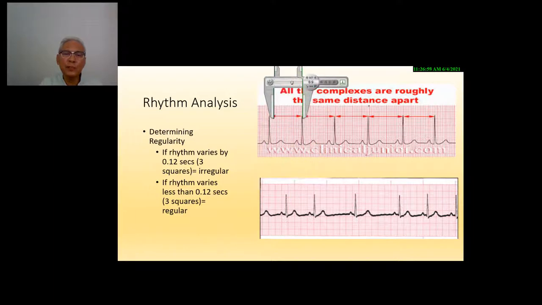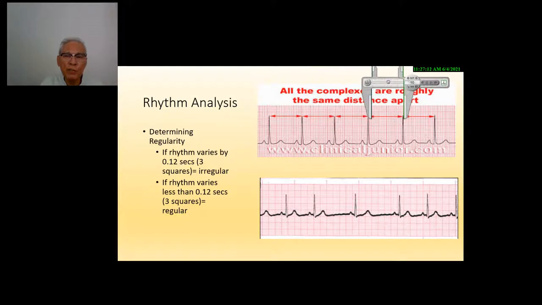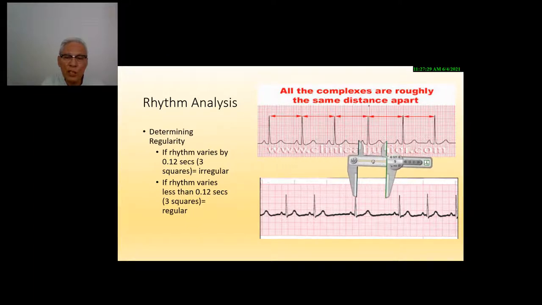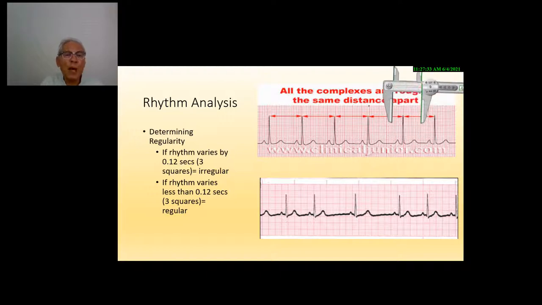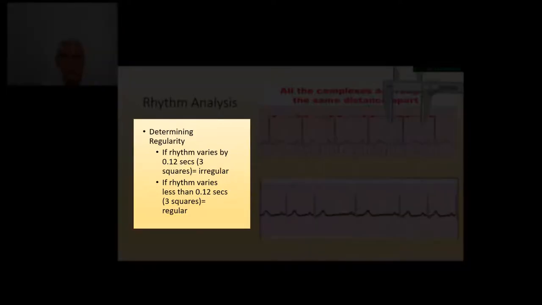So let's take a pointer right here, or a caliper, and notice now that I'm putting it on the tip of the QRS complex, and I'm going to move it about. And as you could see, the rhythm is regular. Contrast now to the image below, and if we do the same process, notice now that the rhythm is very irregular, as demonstrated in here. So if the rhythm varies by 0.12 seconds or 3 squares, we call that an irregular rhythm. If it varies less than 3 squares, then it basically is a regular rhythm.